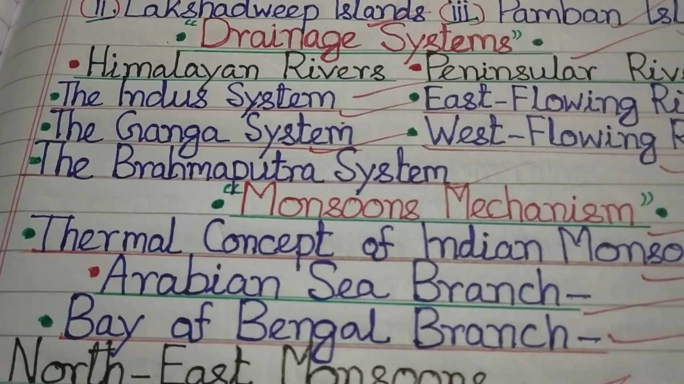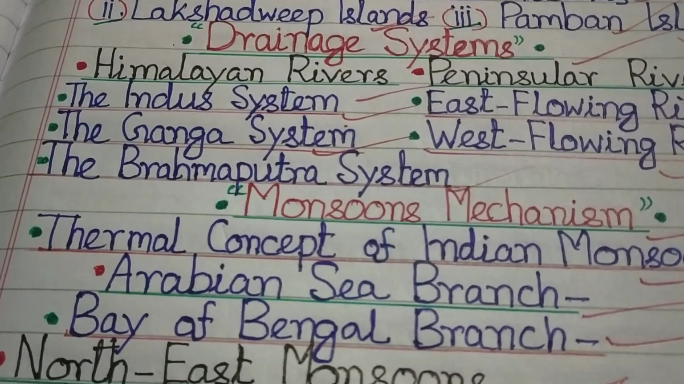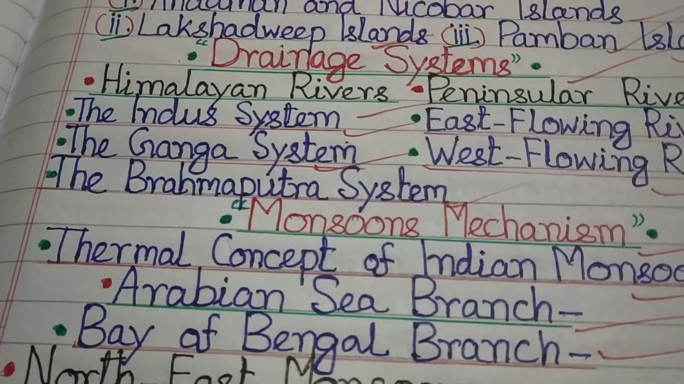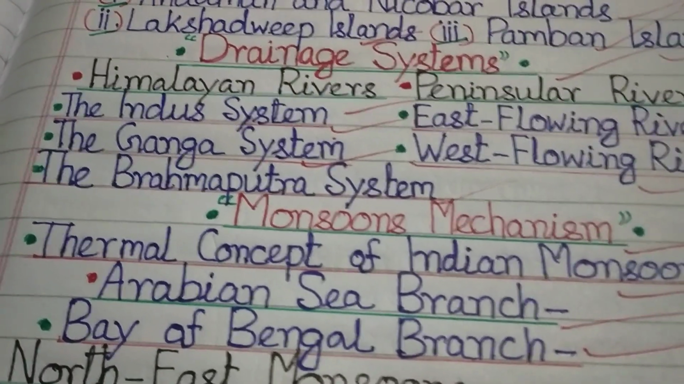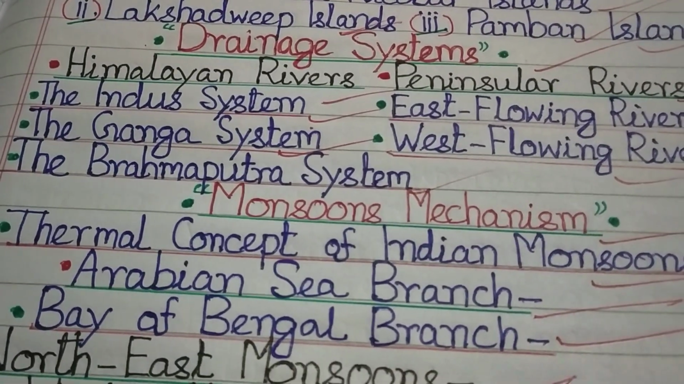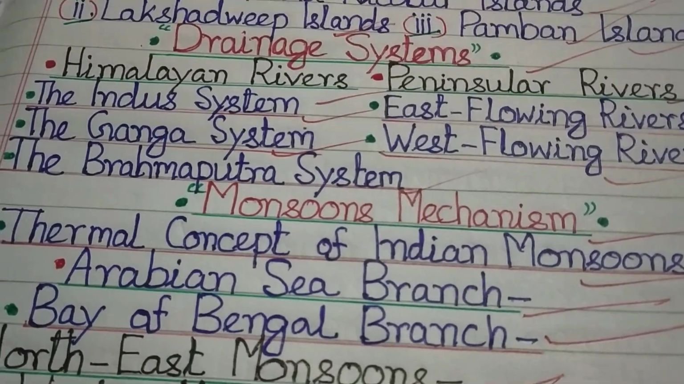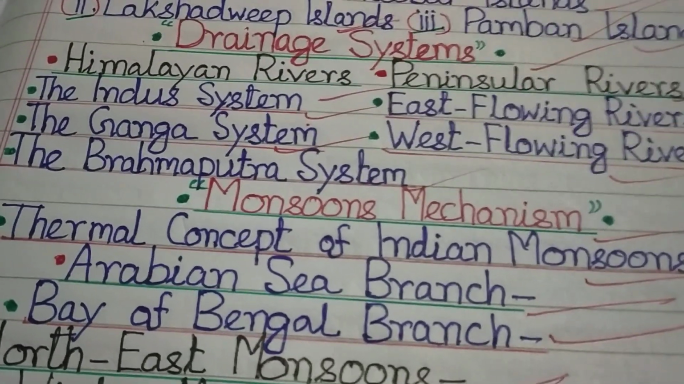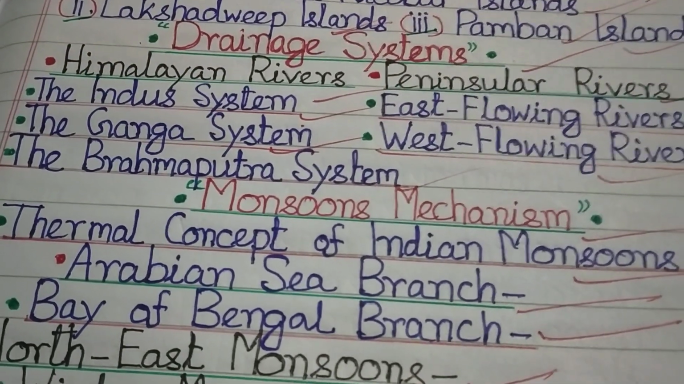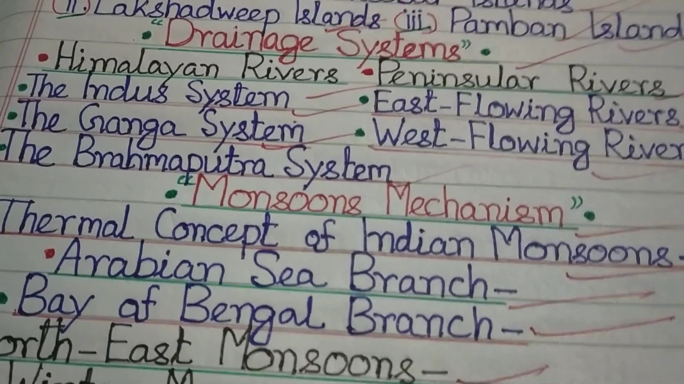The Indus rises in Tibet at an altitude of 5,180 meters near the Mansarovar lake, with a total length of 2,880 kilometers. The Indus is one of the world's largest rivers. It has a catchment area of 11,65,000 square kilometers, of which 3,21,290 square kilometers lies within India.